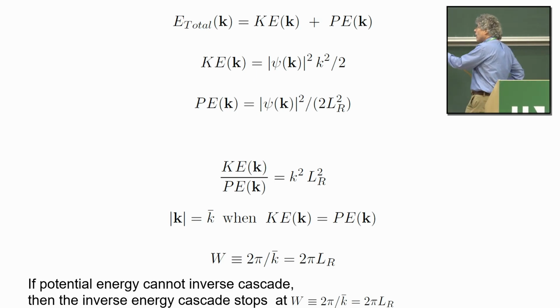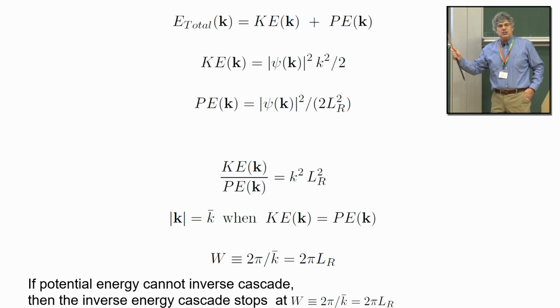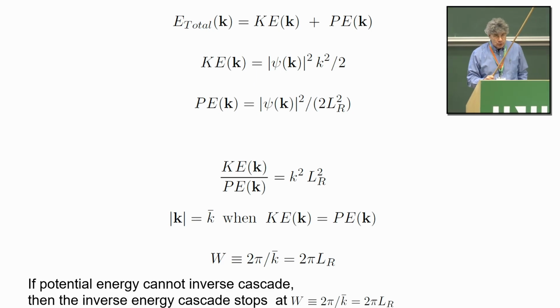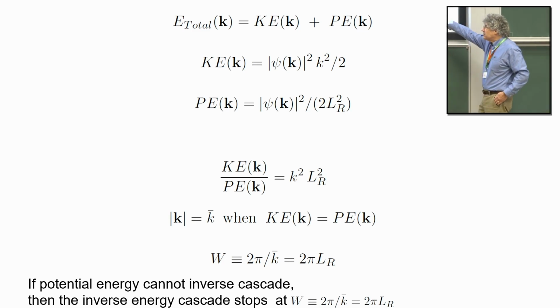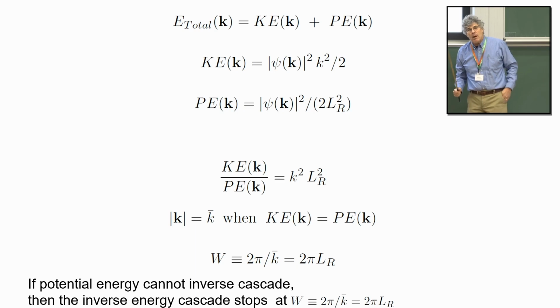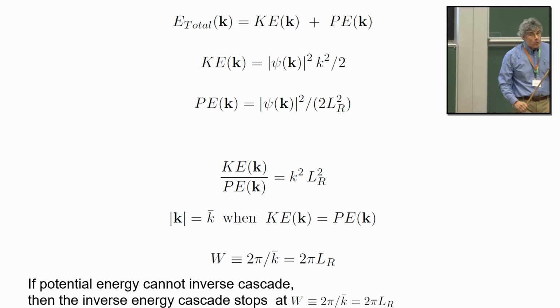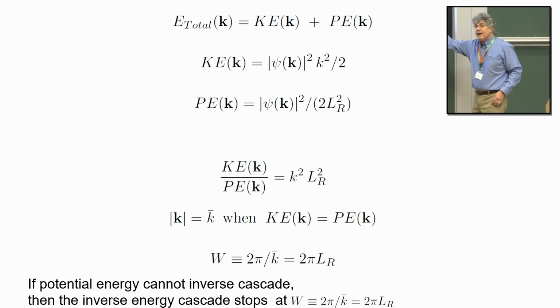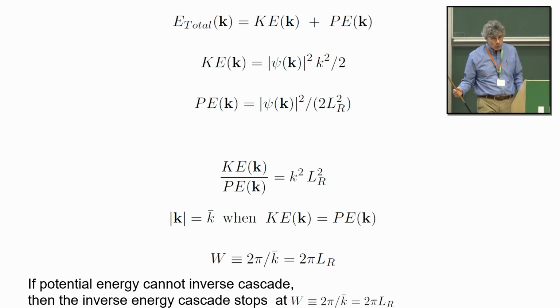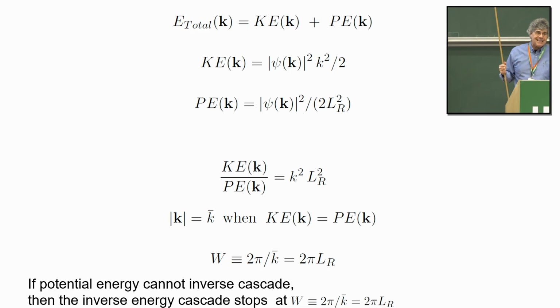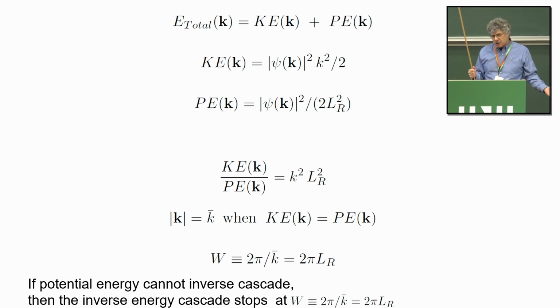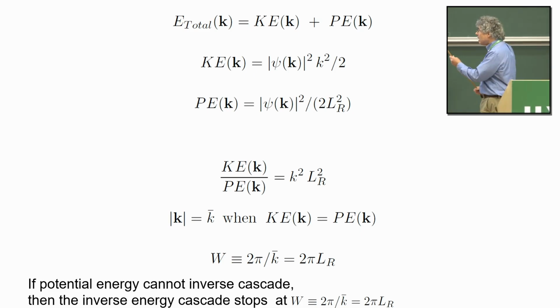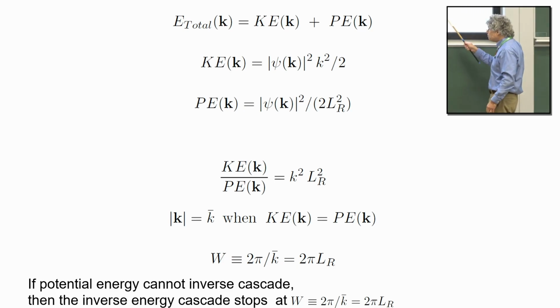In this quasi-geostrophic world, where the velocity field is just the gradient of the stream function crossed into the orthogonal unit vector, the kinetic energy at some wave number k is just the stream function at that wave number, absolute value squared, divided by 2. But the potential energy is just the stream function squared divided by the deformation radius squared. So there's a very clean separation between kinetic energy and potential energy for any given wave number.